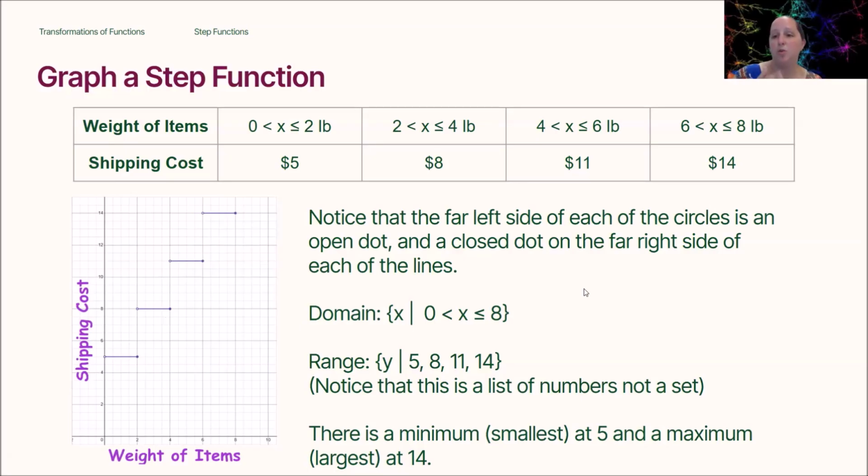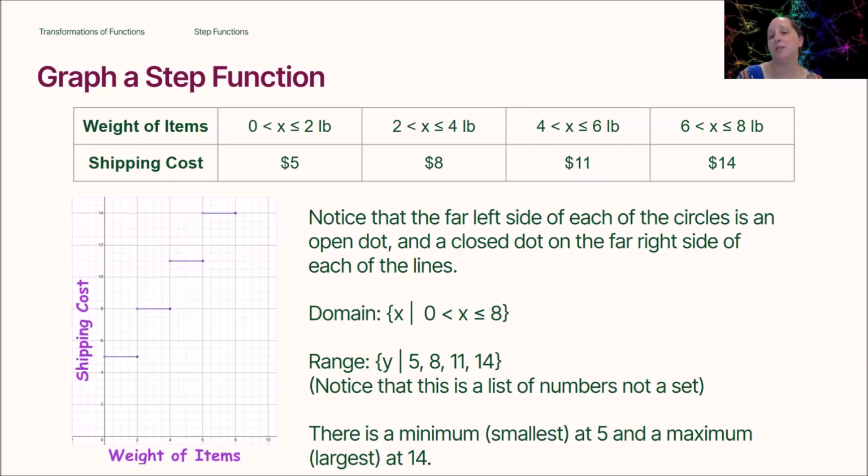So my domain includes everything from 0 to 8 pounds. That's the domain included. 0 is not included because, again, you can't have a package that weighs nothing. My range is specific numbers. It's not a range of data like my domain is. It's the specific shipping costs for each one. There is no way that you will have a range that's from 5 to 14. Your values are 5, 8, 11, and 14.